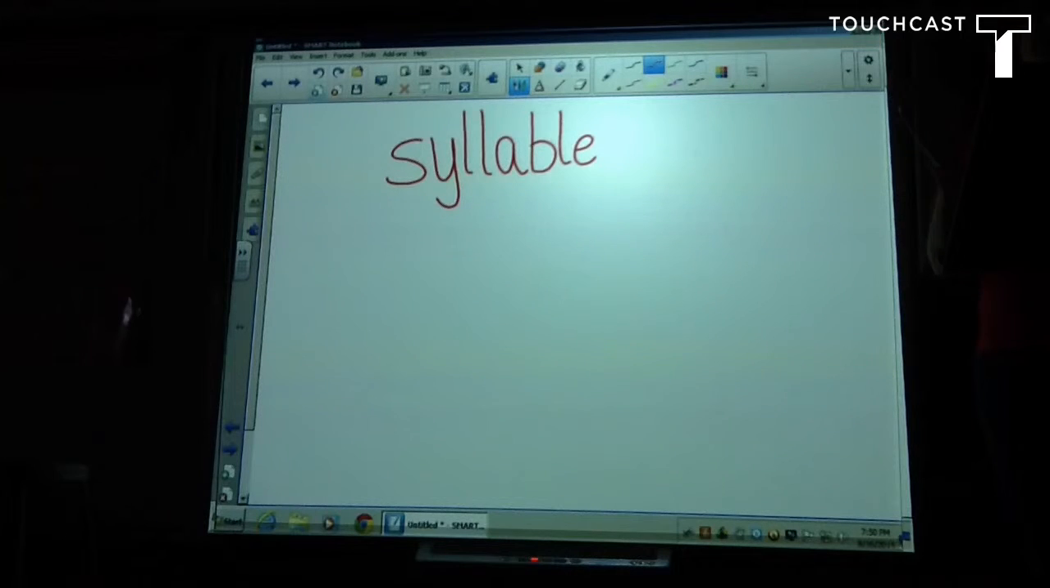Let's try the word elephant. Clap with me. Elephant. How many parts are there? 3. How many syllables are there? 3. Let's do one more. Try the word mouse. Clap with me. Mouse. How many parts are there? 1. How many syllables? 1.